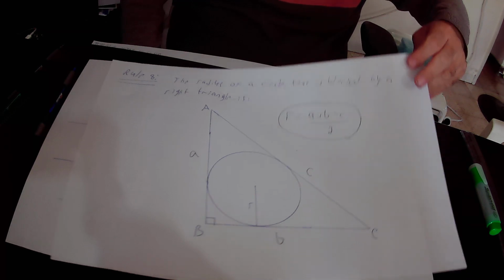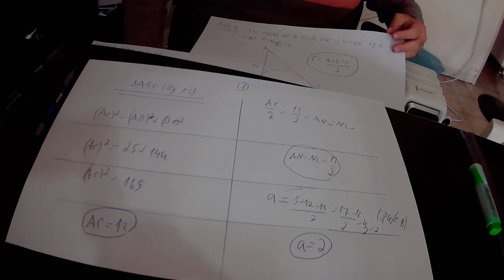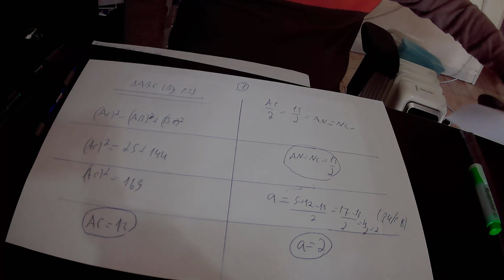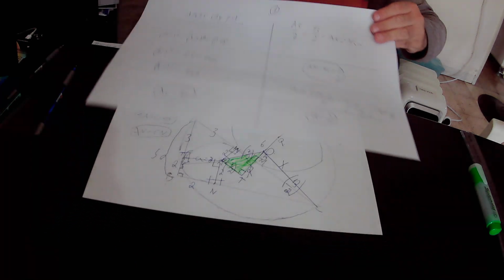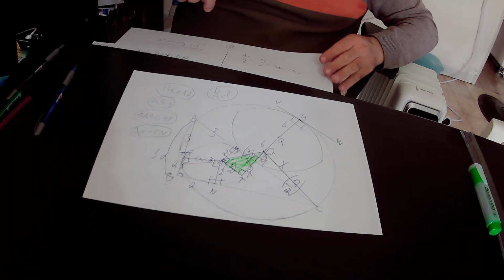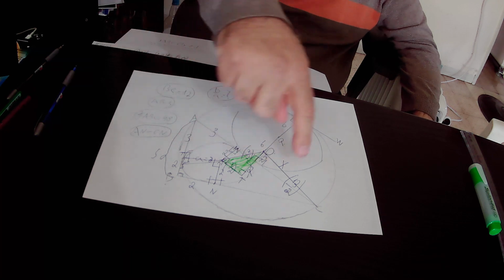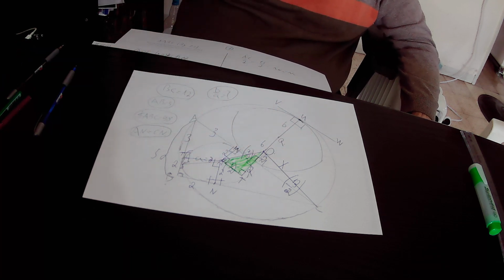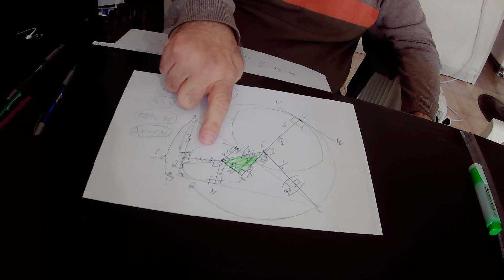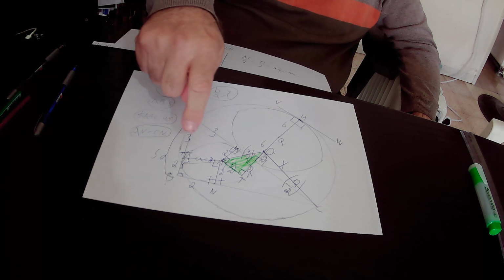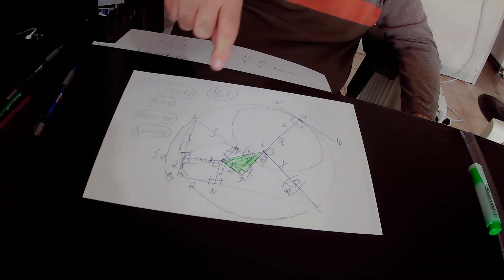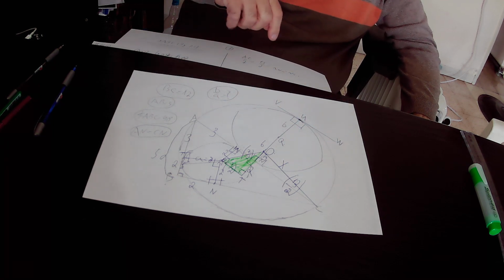We can implement rule number 8 in our drawing. Because in our drawing we have the right triangle ABC that blocks this circle, and according to rule number 8, the radius of this circle that is defined as a will be equal to AB plus BC minus the hypotenuse AC, over 2.